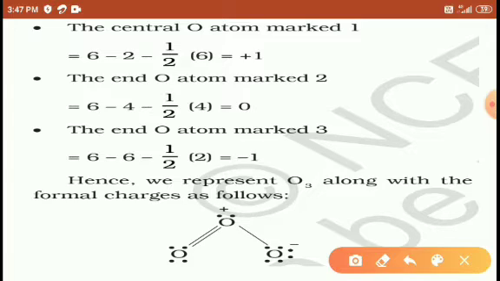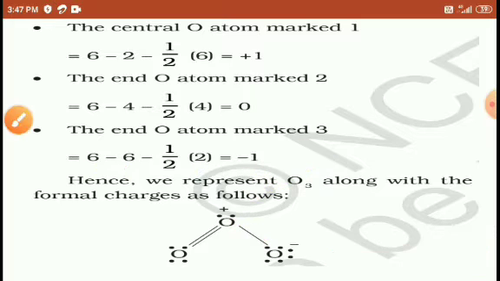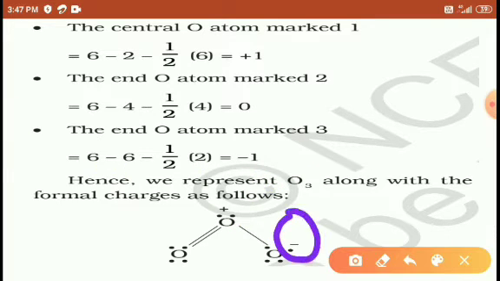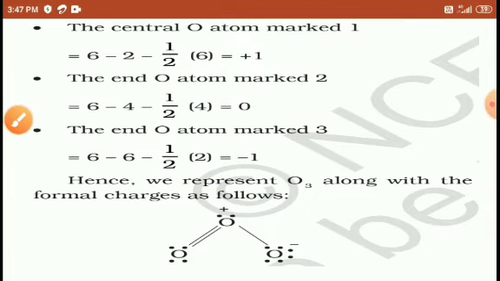Third oxygen atom. The third oxygen atom has valence electrons 6 and non-bonding electrons also 6. Then 1 by 2 of the bonding electrons. Only this single bond contains only 2 electrons. So we get minus 1 charge. So the minus 1 charge is developed here, plus charge here, and this is the 0, neutral charge.